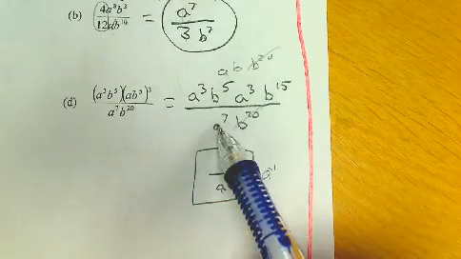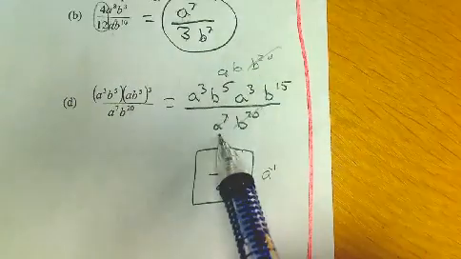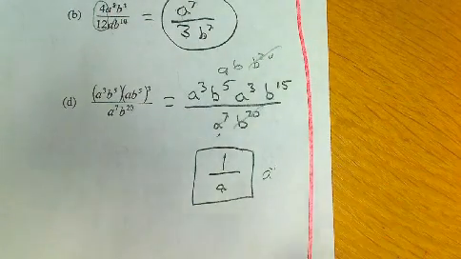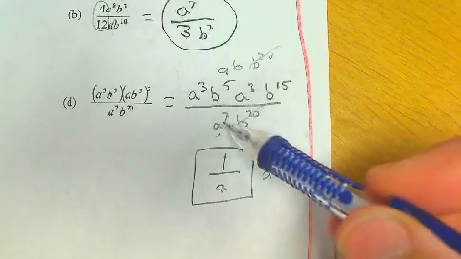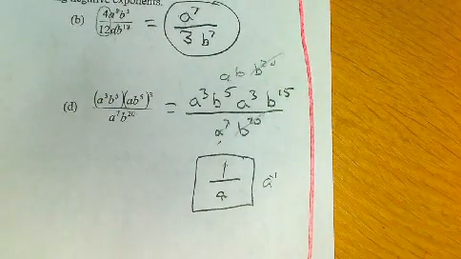A to the 6th over a to the 7th. There's 6 being multiplied on top, 7 being multiplied on the bottom. If you're reducing it down, canceling out all those a's, all those 1s, you end up with an a on the bottom and 1 on top.